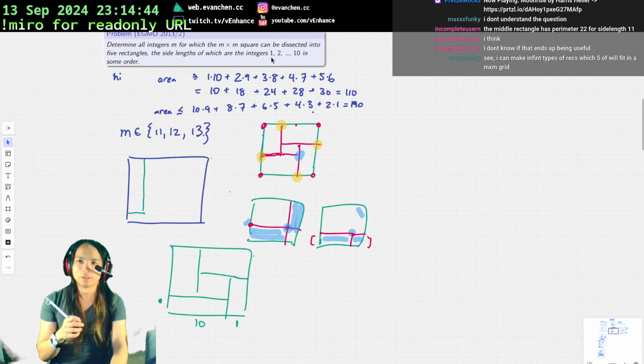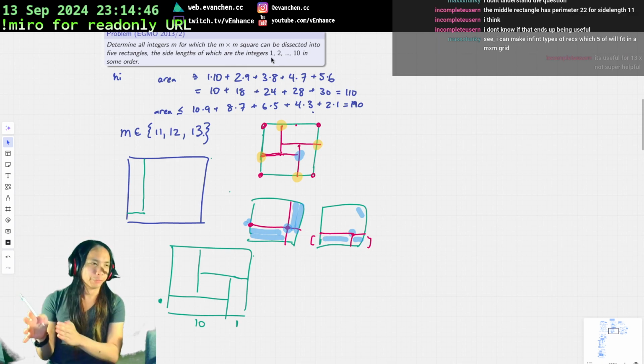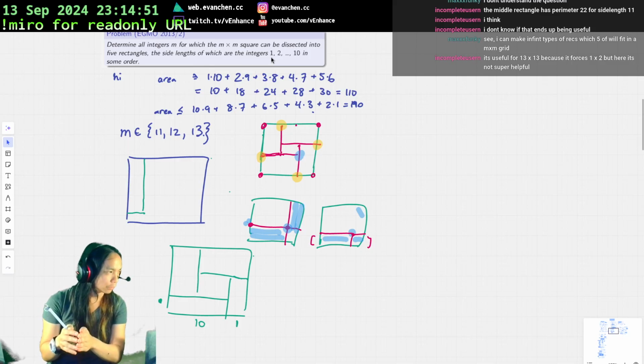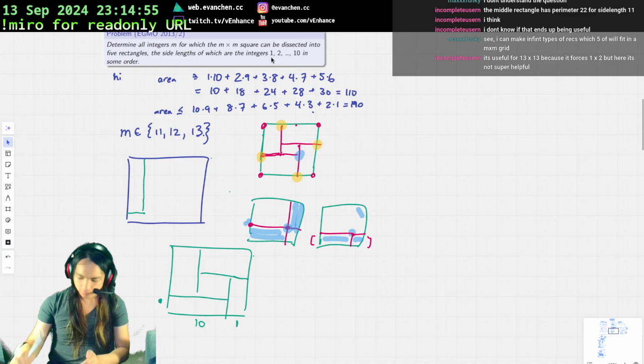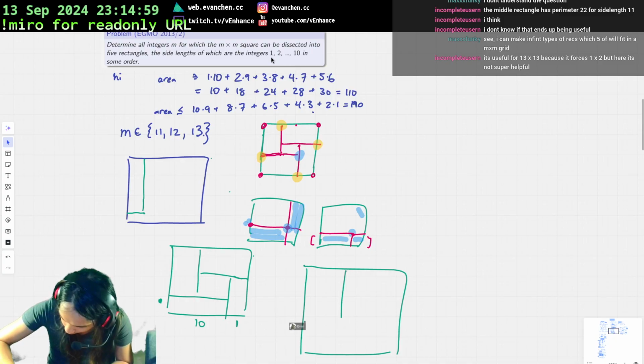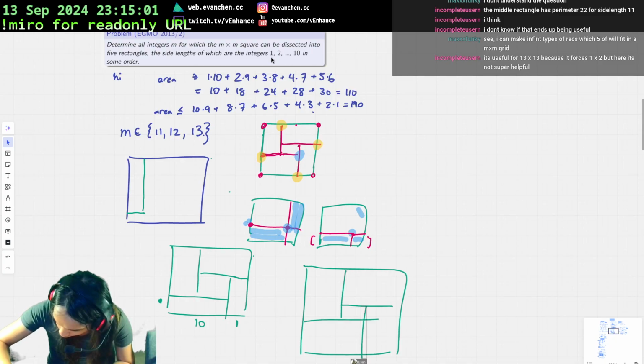Okay, but the sides of the rectangle need to be 1 through 10 in that order. For the person asking what the question means. 13 is good. Let's do 13 then first. If 13 has to be 1, 2 in the center.